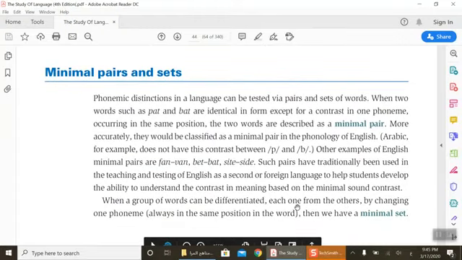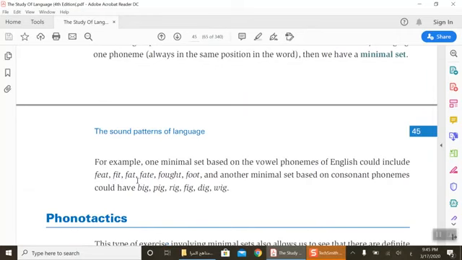For example, feet, fit, fat, fate, fought, foot. Big, pig, rig, fig, dig, wig. Hog, rag, bug. These are all minimal sets. You have so many examples.